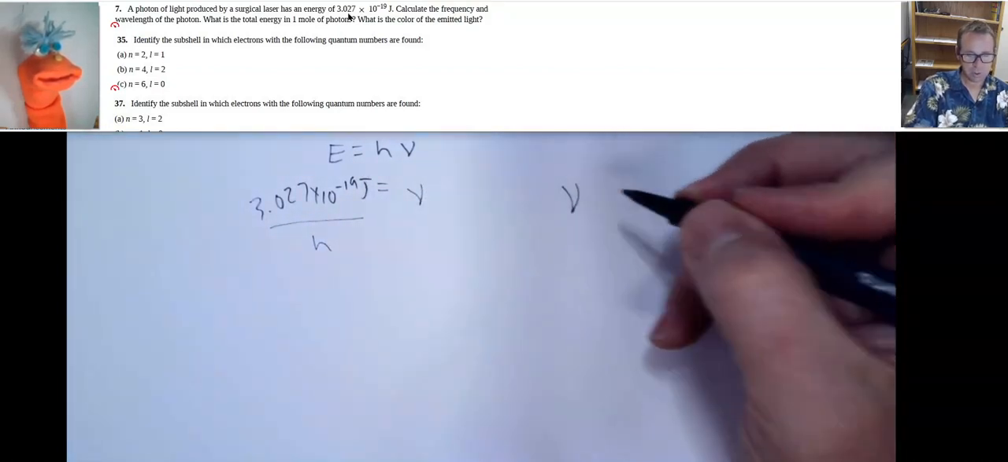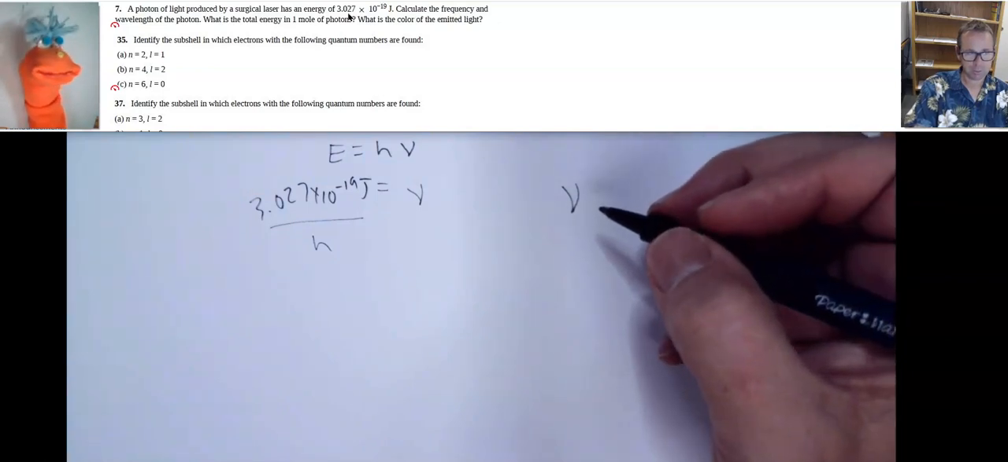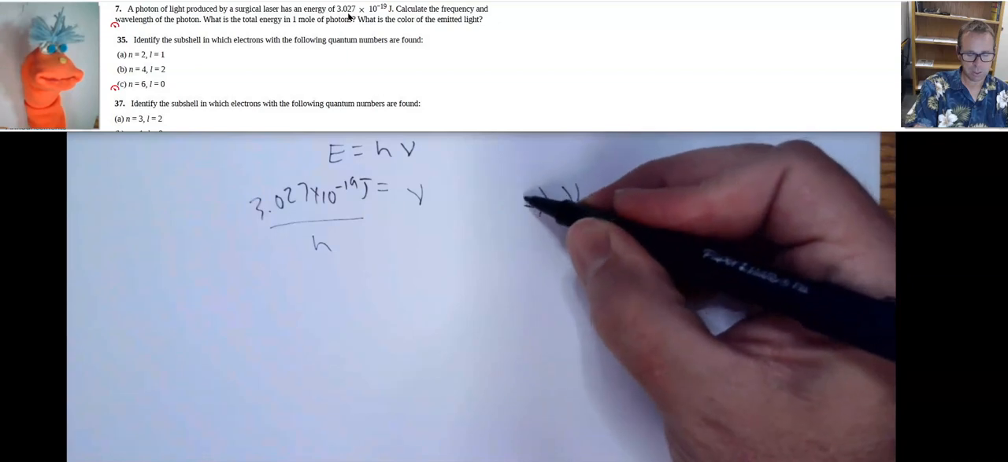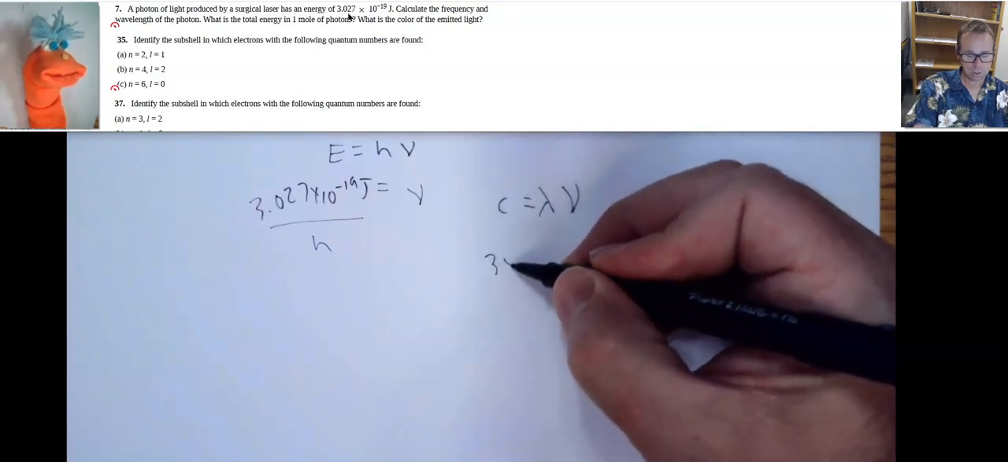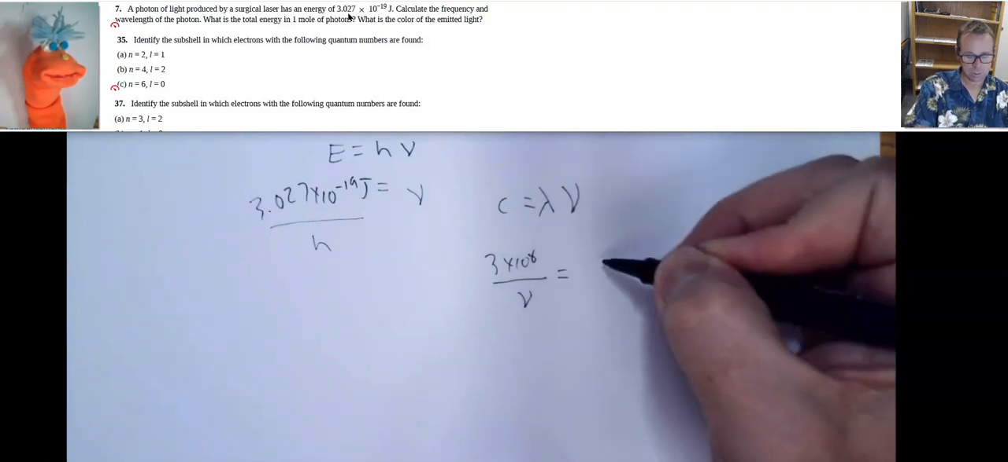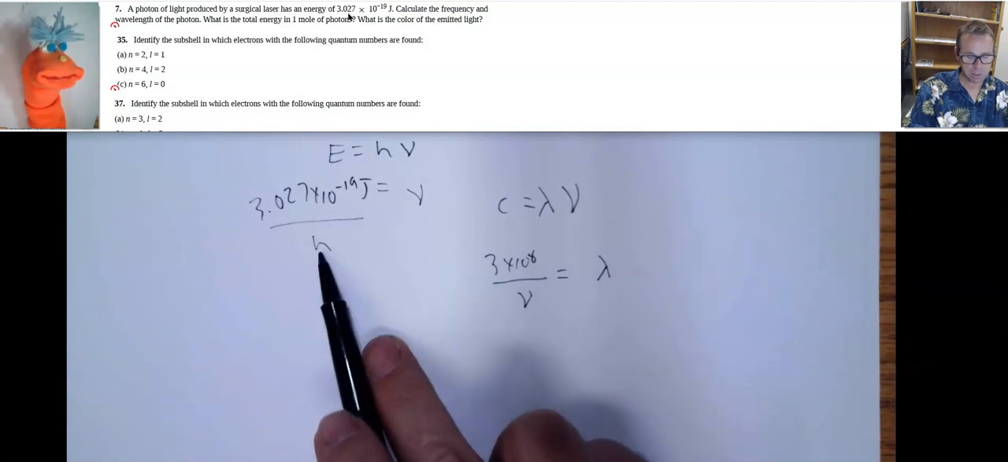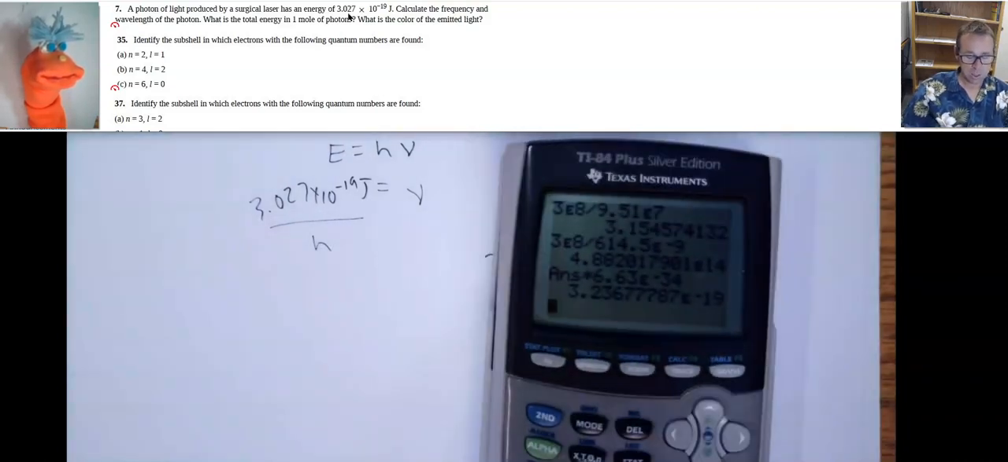And once we get our frequency, what can we do? Well, the frequency times the wavelength is the speed of light. That's right. Frequency times the wavelength equals the speed of light. So 3 times 10 to the 8 divided by our frequency will equal our wavelength. All right, so let's find our frequency by taking the energy divided by Planck's constant.